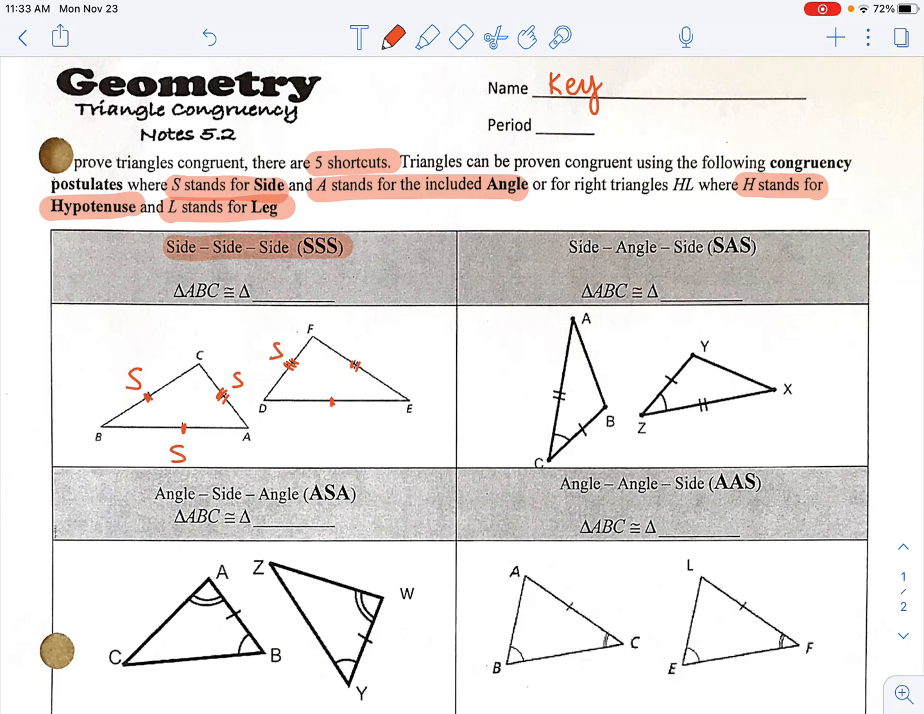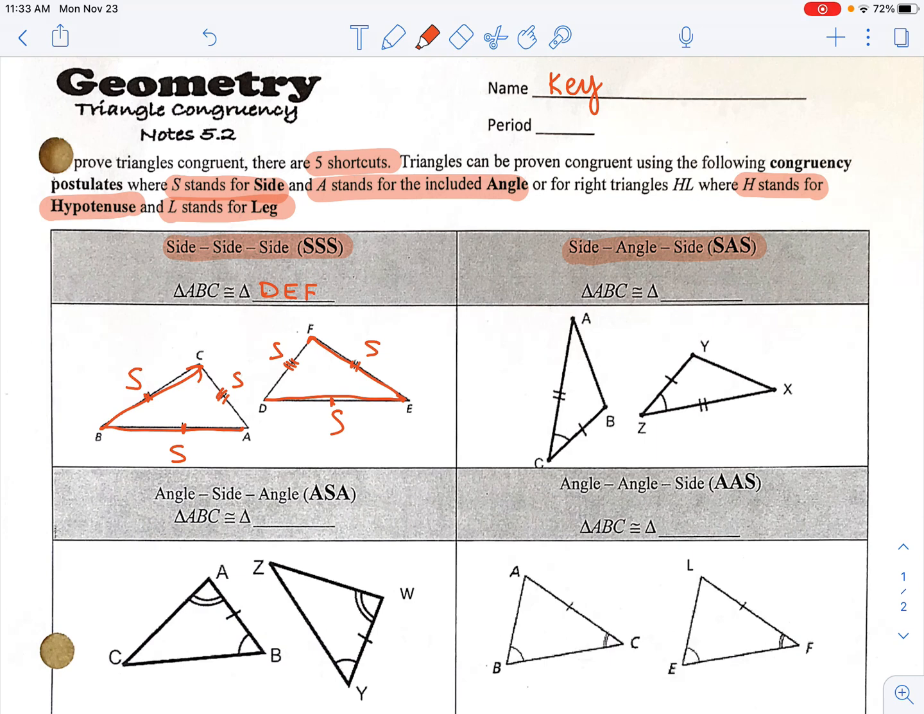We know it's side, side, side because this one's given us a side, and a side, and again, side, side, side. So if I were to say triangle ABC, so A to B to C is our triangle there, I can say that is congruent to triangle DEF.